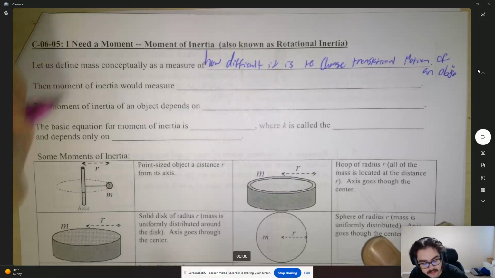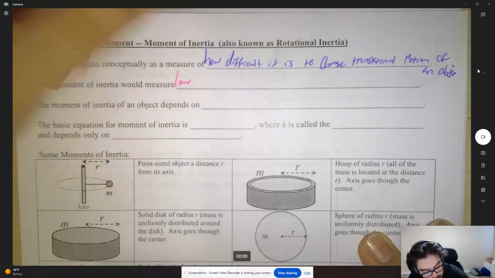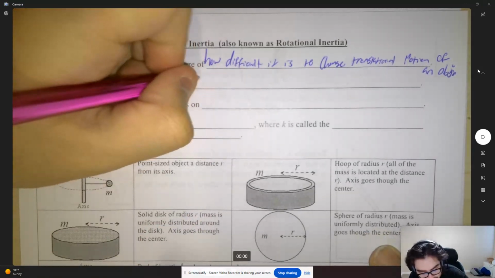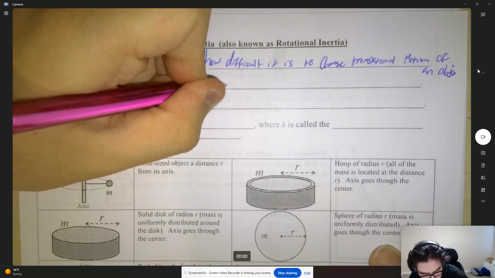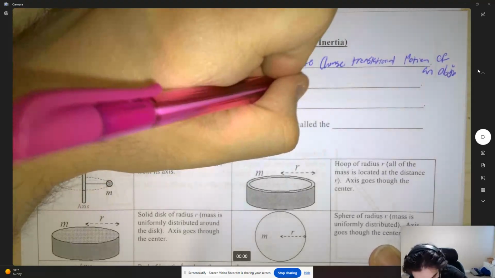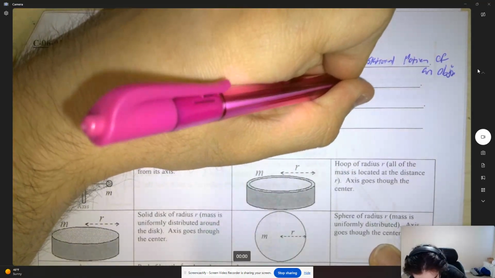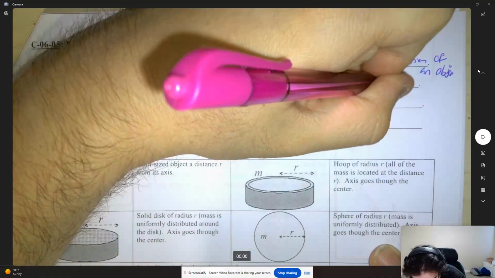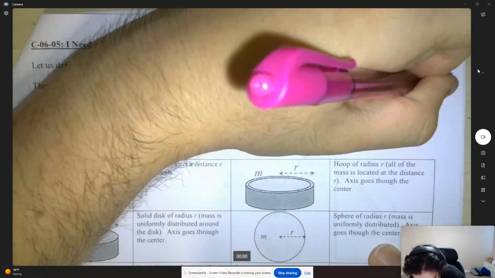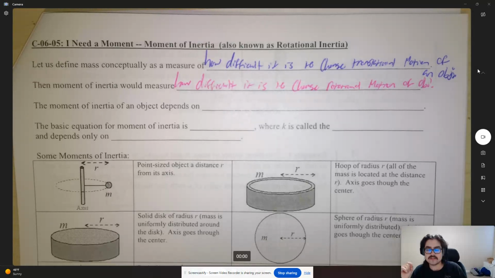Moment of inertia is the same thing, but for rotational motion. It is how difficult it is to change the rotational motion of an object. How difficult is it to get something to rotate or to get it to stop rotating? That's all stuff that you have to consider when you think about rotational inertia.